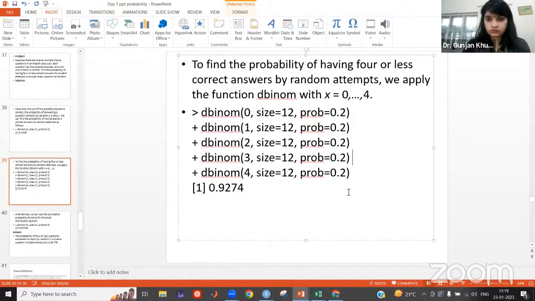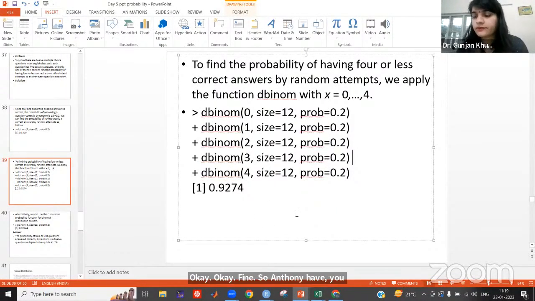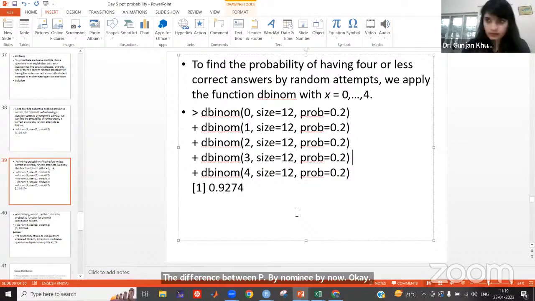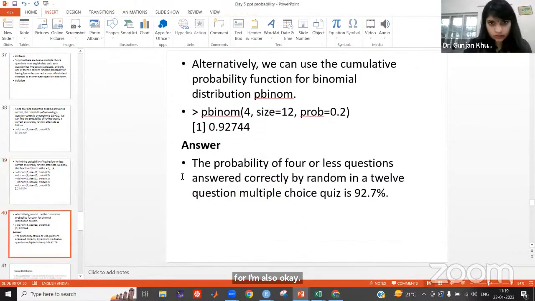Yes, ma'am, verified. Okay, fine. So Anjali, have you verified? Just a minute. Yes. Please, all of you verify. This helps in remembering the difference between P.G.D.A.V and D.G.D.A.V. Okay, you have also verified. Fine. We'll wait for Alka ma'am also. Yeah, verified. Okay, fine. So we can use both the functions.